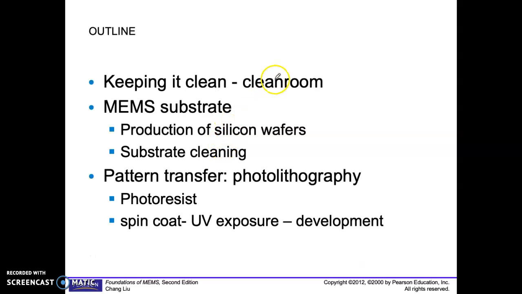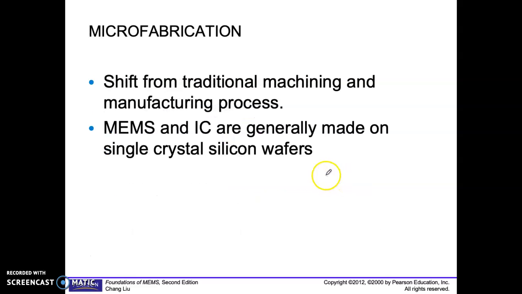So let's see what we're going to study for this chapter. First we go through the MEMS substrate, so there are the silicon wafers, and then the most important part is the photolithography. What is actually microfabrication? Since the name is micro, we are going to fabricate the silicon wafer to become a MEMS device. Usually MEMS and IC are generally made from silicon wafers.